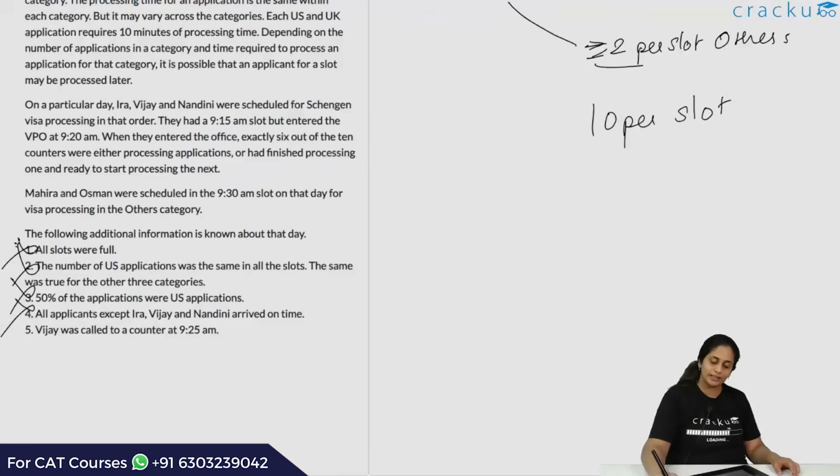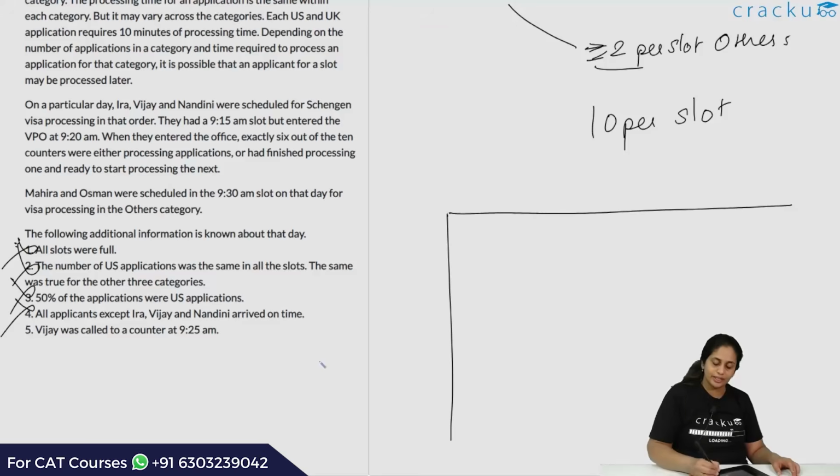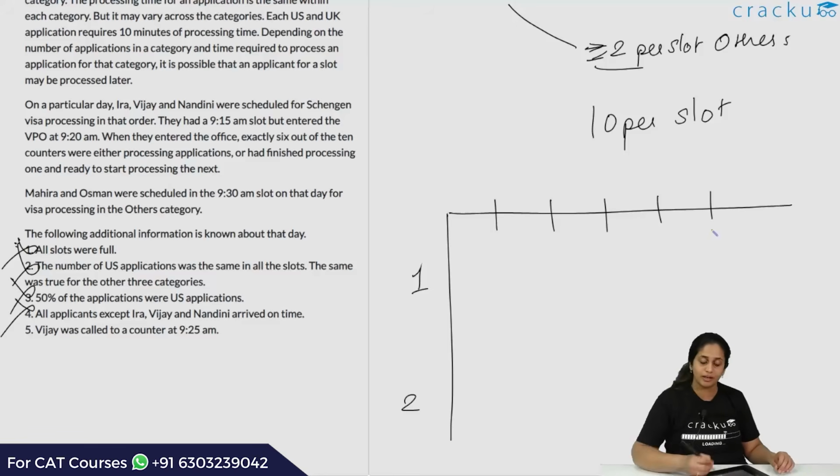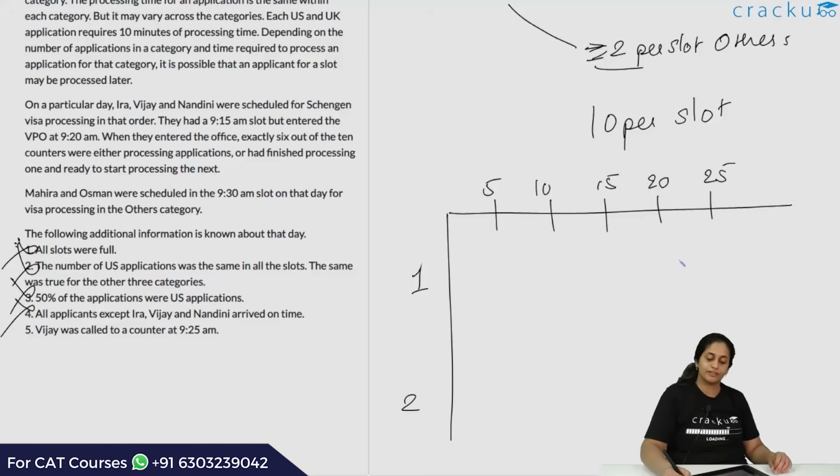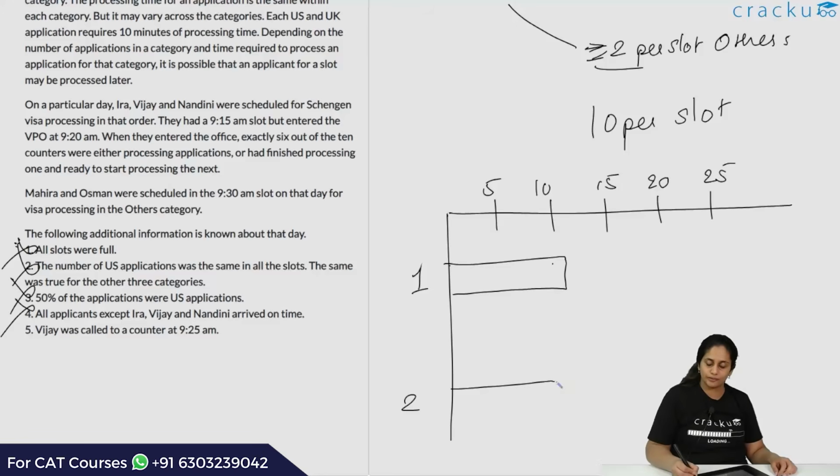So let us take a longer look at the Schengen process. This is the first counter, this is the second counter. Let's say this is 5 minutes, 10 minutes, 15 minutes, 20 minutes, 25 minutes. Vijay was called at the 25 minutes mark. That would mean that, see, the first slot, suppose it finishes 1 at some point of time. Second also finishes 1 after X minutes.